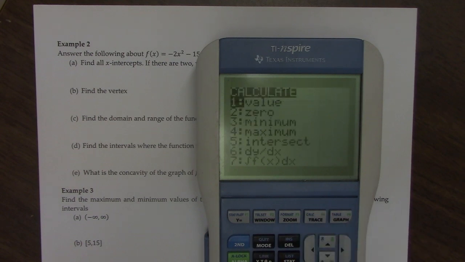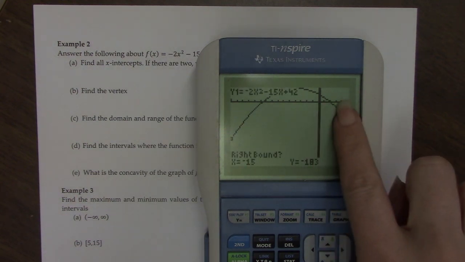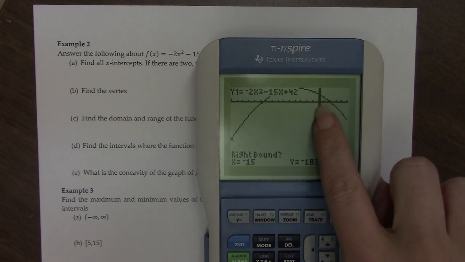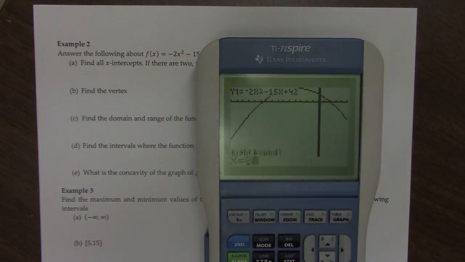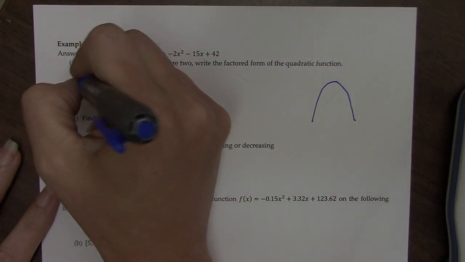So second, calculate, 0. For my left bound, I'm going to pick the left edge of the graph, which is negative 15. Now, once again, this 0 is on the other side of x equals 0, so I'm just going to put in 0 for the right bound. And now it's going to find that first x value, and that is negative 9.67 when I round it to 2 decimal places.